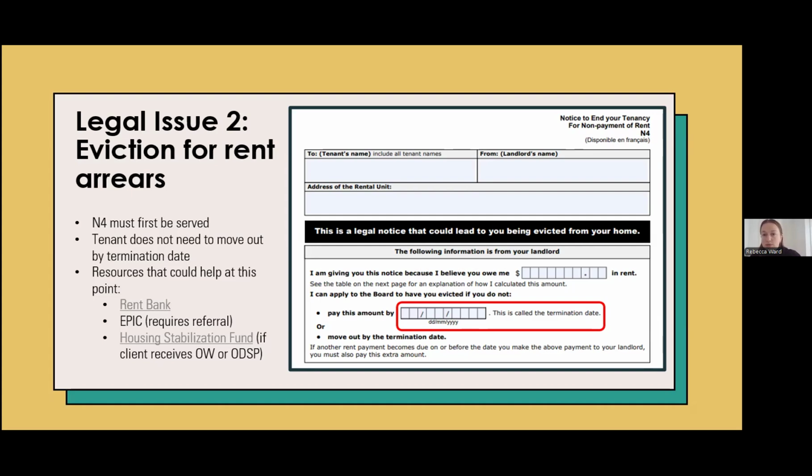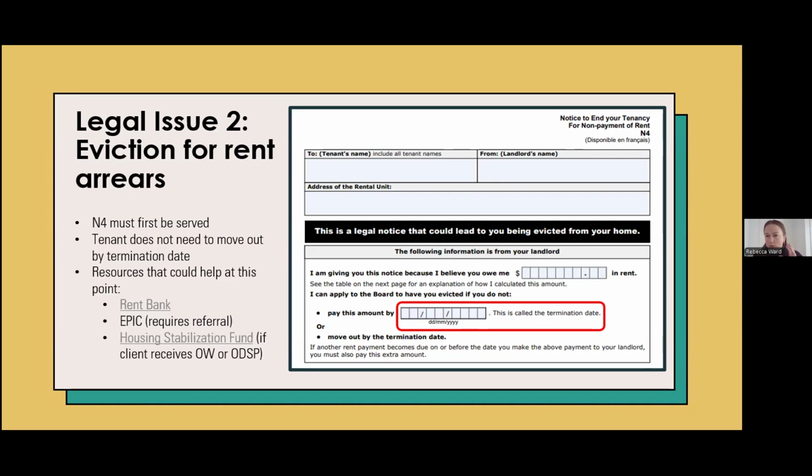So if a tenant has received an N4, we know that they're potentially going to face eviction down the line because this was step one in the whole eviction proceeding that the landlord needs to take before they can evict the tenant. And so there's information online about Rent Bank. There's a phone number you can call. You can get connected to them through 311. You can make that referral yourself. That is not something that a legal clinic needs to make a referral for.